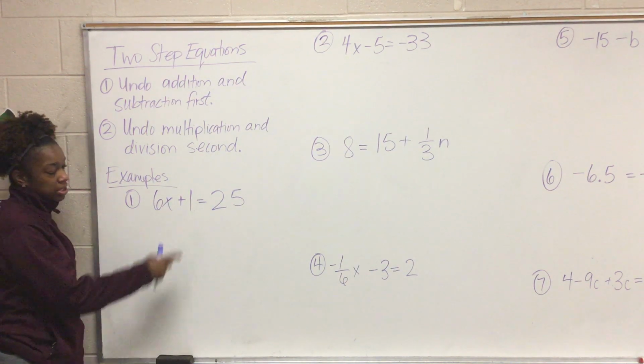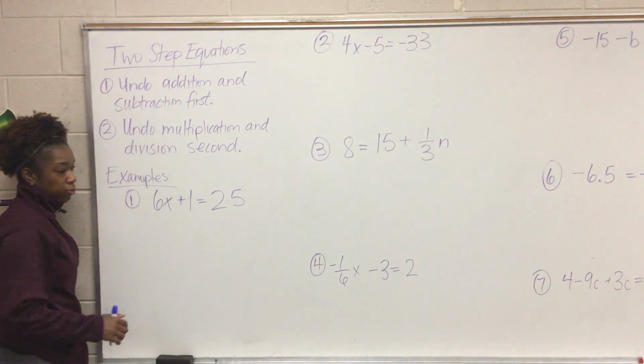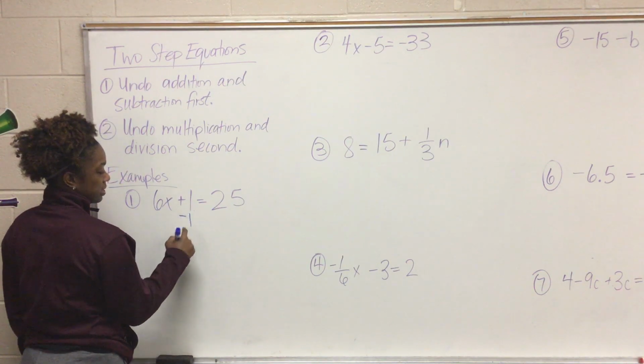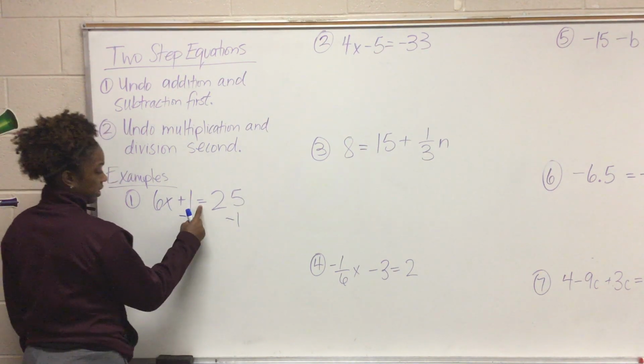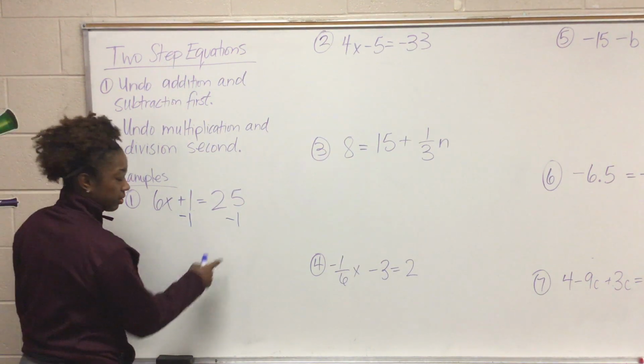So I have 6x plus 1 equals 25. You want to work away from the variable first. That's why we undo addition and subtraction. If they added 1, of course we want to subtract 1 on both sides of the equal sign, on the left side and on the right side. What you do to one side, you have to do to the other side.